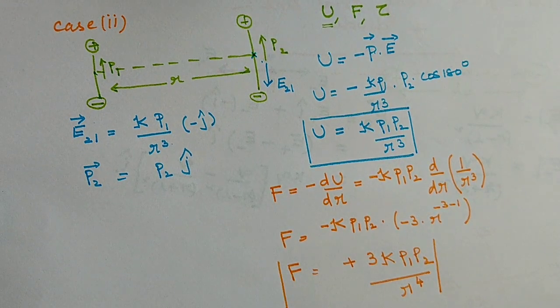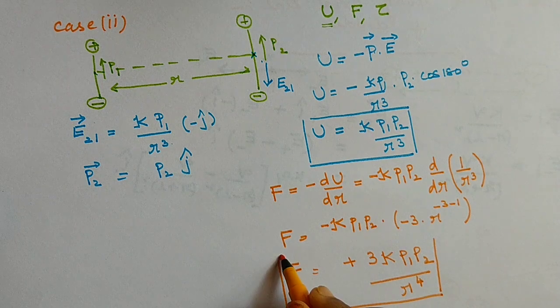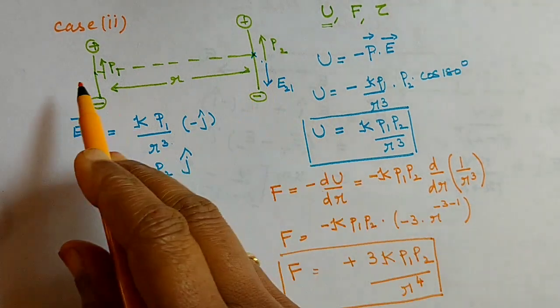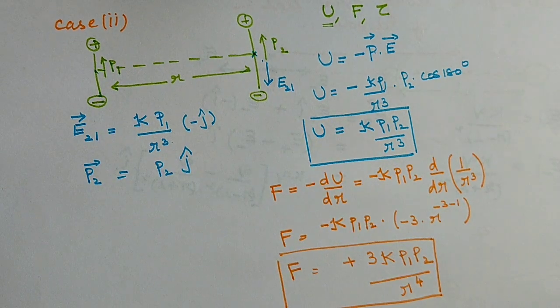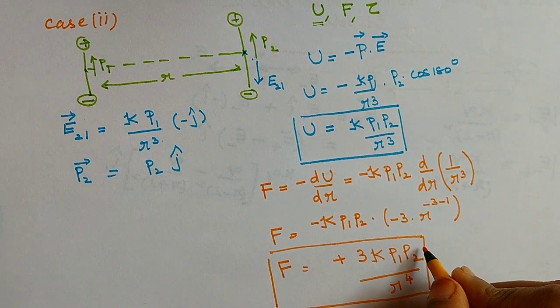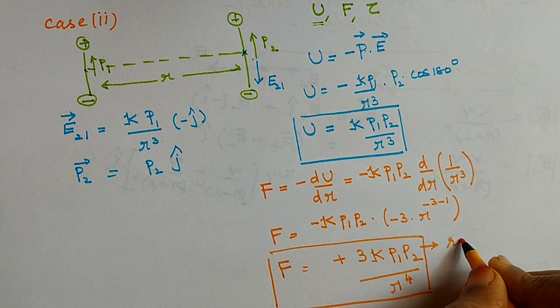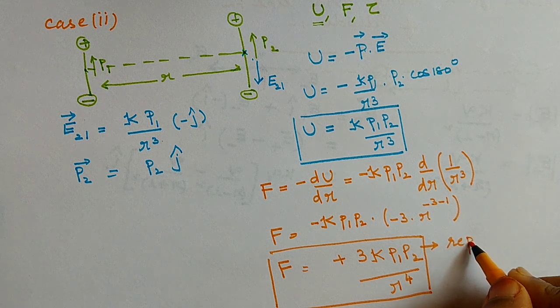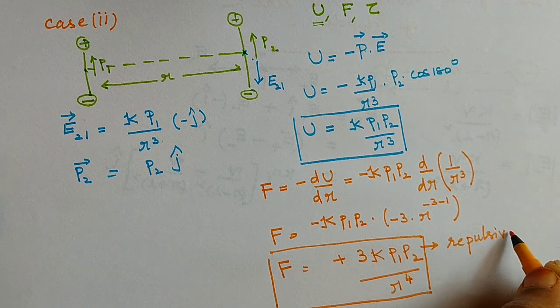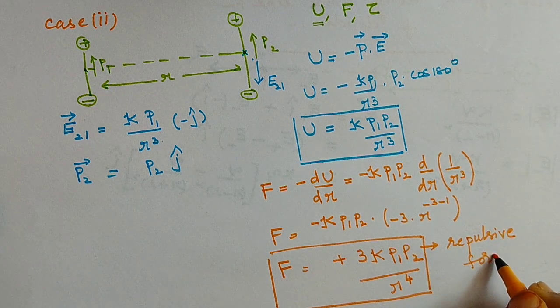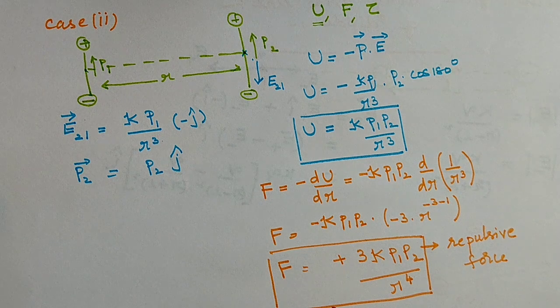So this gives you the force experienced by P2 because of P1, and since your answer is positive, positive indicates repulsive force. If the force is negative, it would be attractive. Since it is positive, it is repulsive.